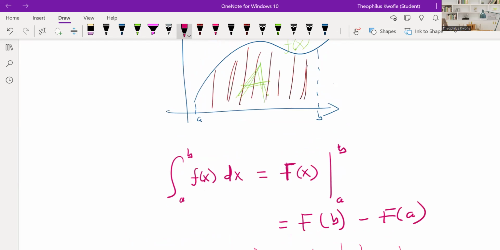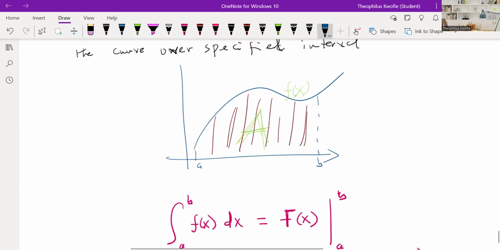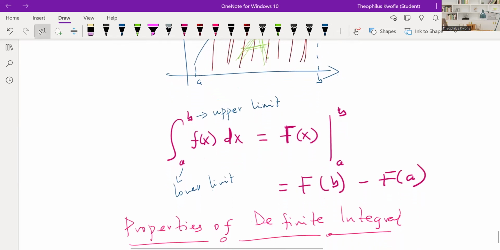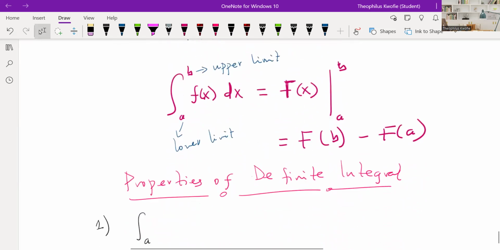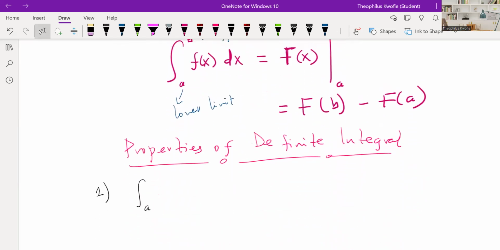I want to point out that A is called the lower limit, and B is called the upper limit. So let's take note of that. This is what we call the fundamental theorem of calculus. Out of this, we're going to touch on one or two things. Now let's jump into the properties, so that when I start the properties, it is easy for you to understand.